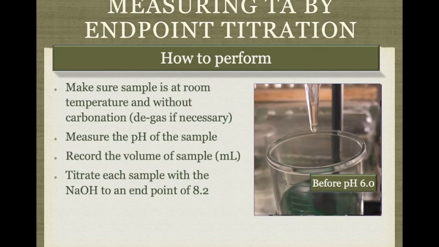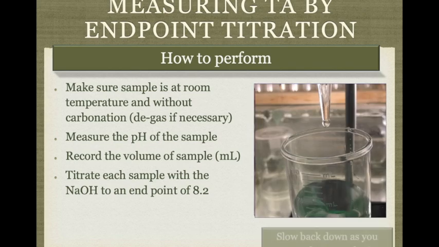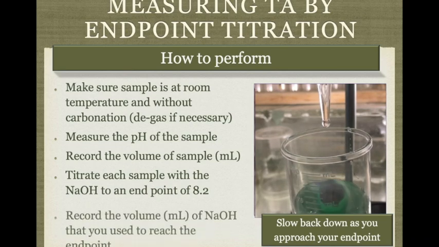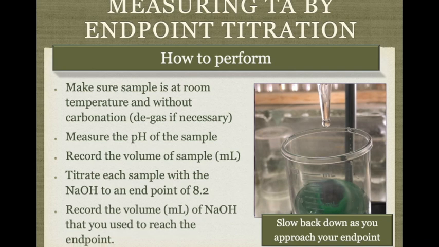And then once you get to a pH of 6.0, remember there's that inflection point, and it will rather rapidly shoot up from a pH of 7 to over 8. So you want to slow down towards the end, and maybe even slower than this at the very end, because that way you won't overshoot the endpoint accidentally. And then you finally read the burette, and record the volume in milliliters of how much sodium hydroxide you used to reach that endpoint.